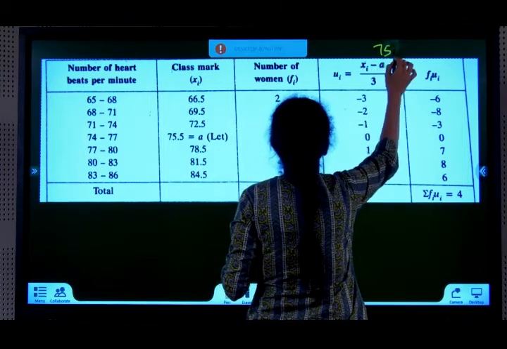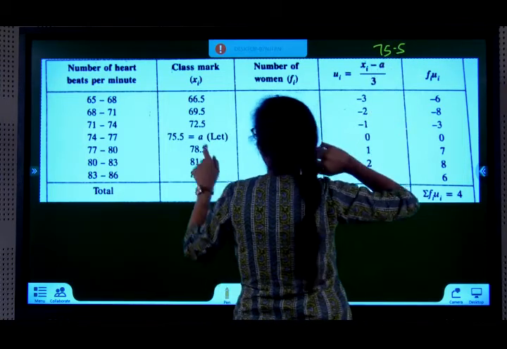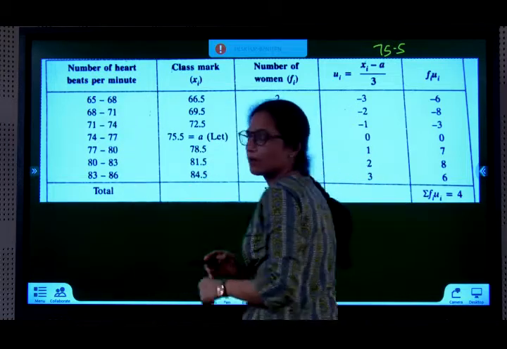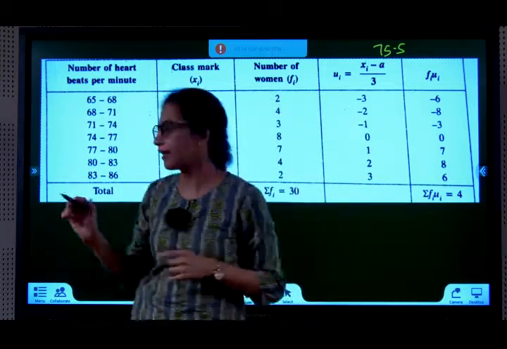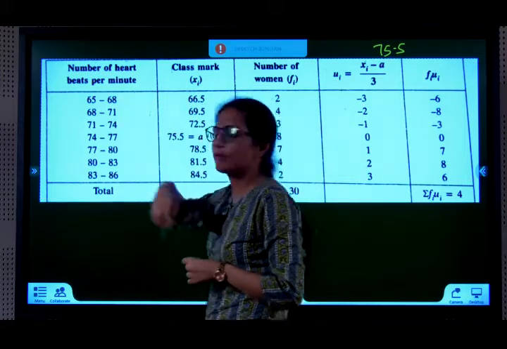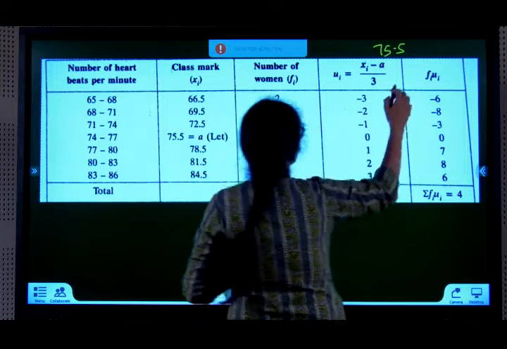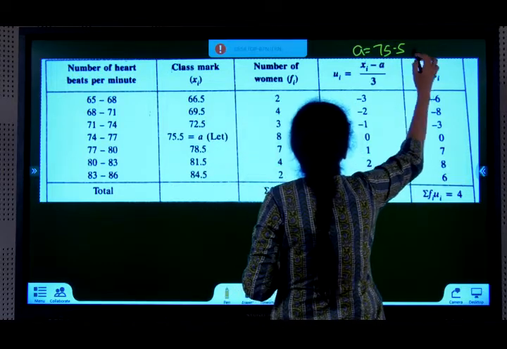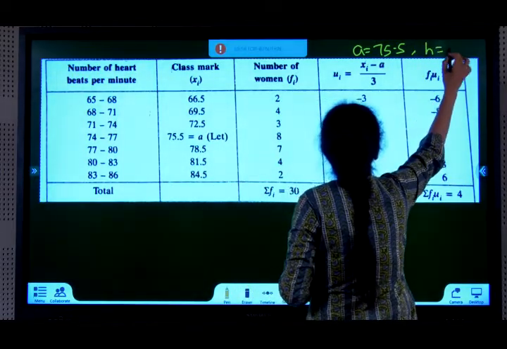So 75.5, and h value is consecutive upper limits or lower limits. Subtract, you will get the value of h. So 71 minus 68. How much is 71 minus 68? 3. So the h value is 3. So assume mean is 75.5 and h value is 3.